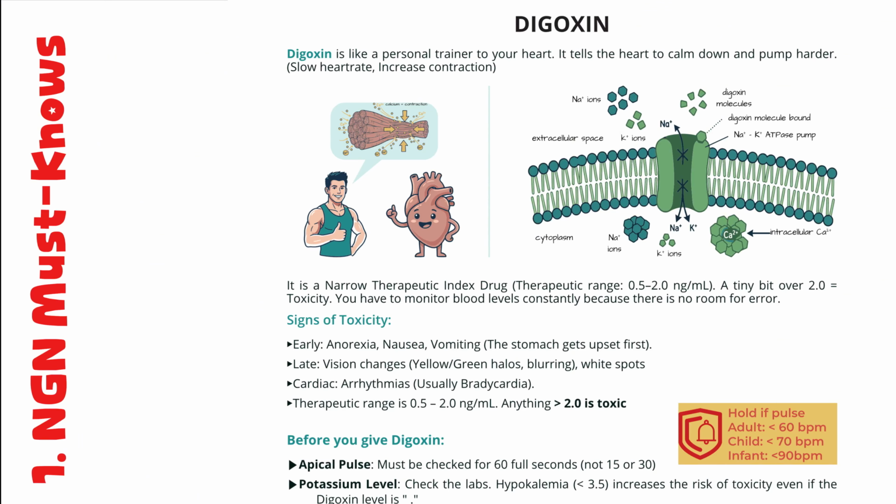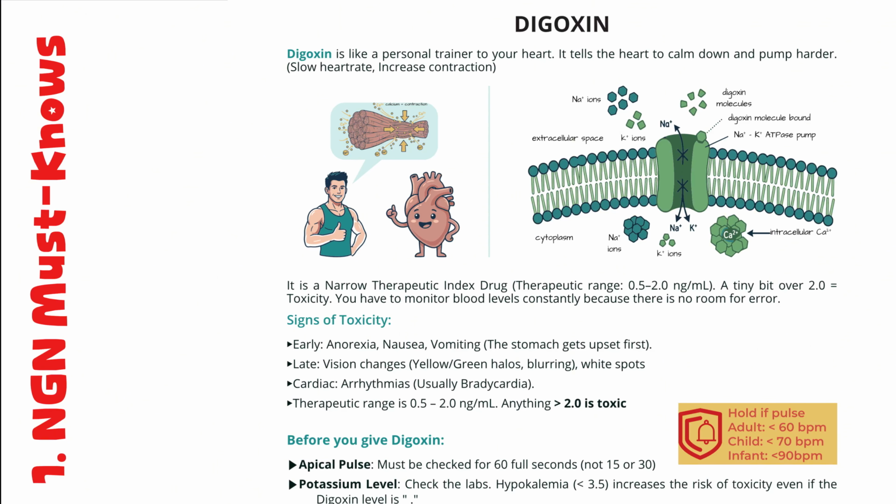The earliest warning signs are gastrointestinal: anorexia, nausea, vomiting. Neurological and visual changes come next. Blurred vision, yellow-green halos around lights, or white spots. The cardiac signs are the most dangerous. Severe bradycardia, heart blocks, and premature ventricular contractions that can deteriorate into ventricular fibrillation.